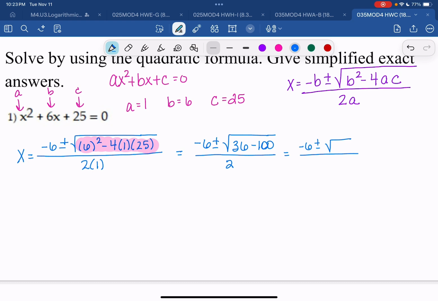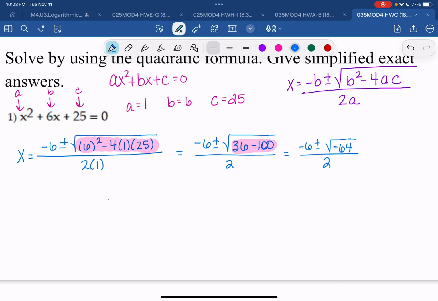Still working inside that square root, I'm still trying to clean this part up. So I'm going to do 36 minus 100. That's going to give me negative 64. And then over 2. So I've got the square root cleaned up. Now let's actually take the square root. The square root of negative 64. I know there's a negative in there, but that negative means I'm going to have an i. That's okay. So the square root of 64 is just 8.